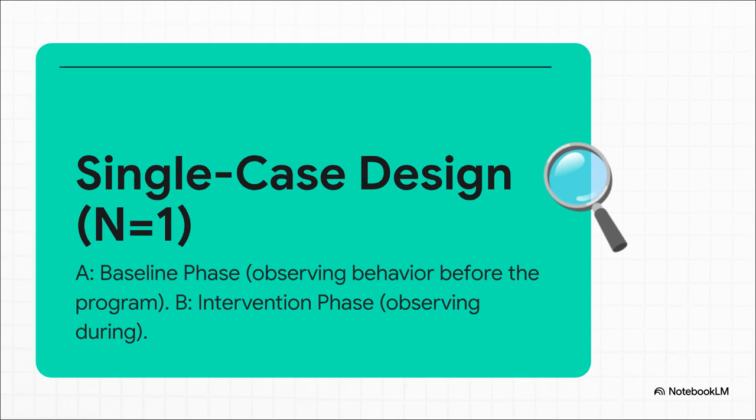But what if you're not working with a big group? What if you're just focused on one person or maybe one school? For that, there's a specialized tool called a single case design. It's actually incredibly simple, but so powerful. First, you have what's called the A phase, or the baseline. You just watch and measure the behavior before you do anything. Then you introduce your program. That's the B phase, the intervention, and you keep measuring to see if anything changes.